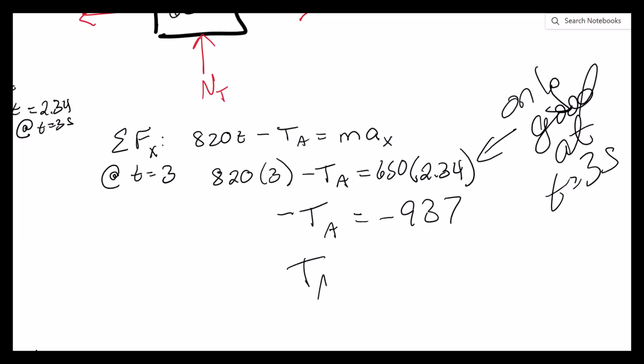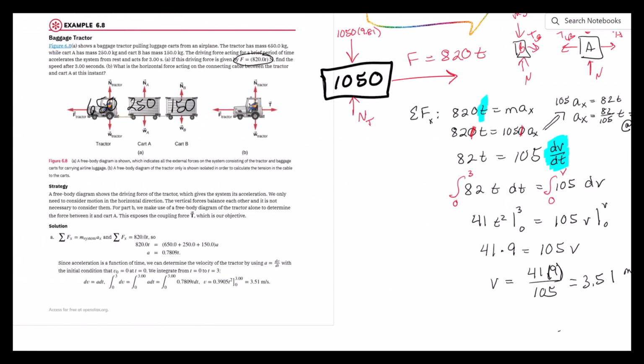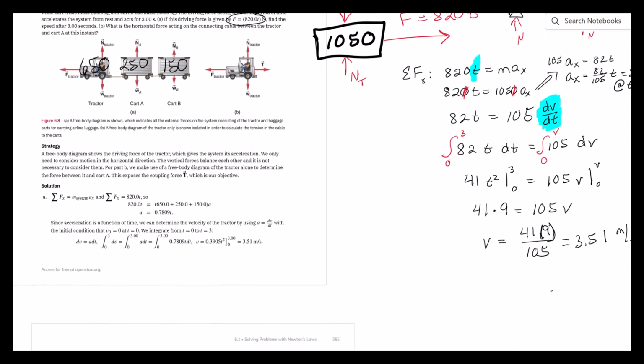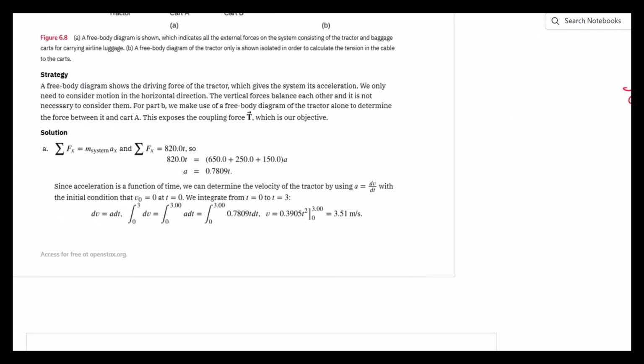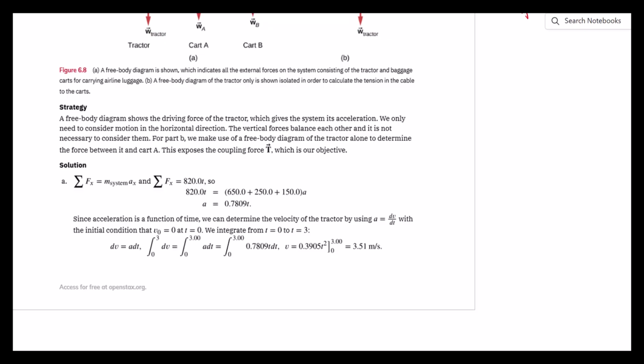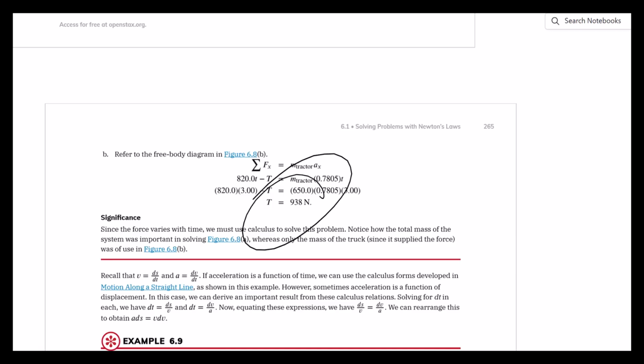So TA equals 937. So at that exact moment in time, the tension between the two carts is 937 newtons. So that means that if you're designing this cart thing, your trailer hitch thingy needs to be able to maintain that level of intensity and strength.